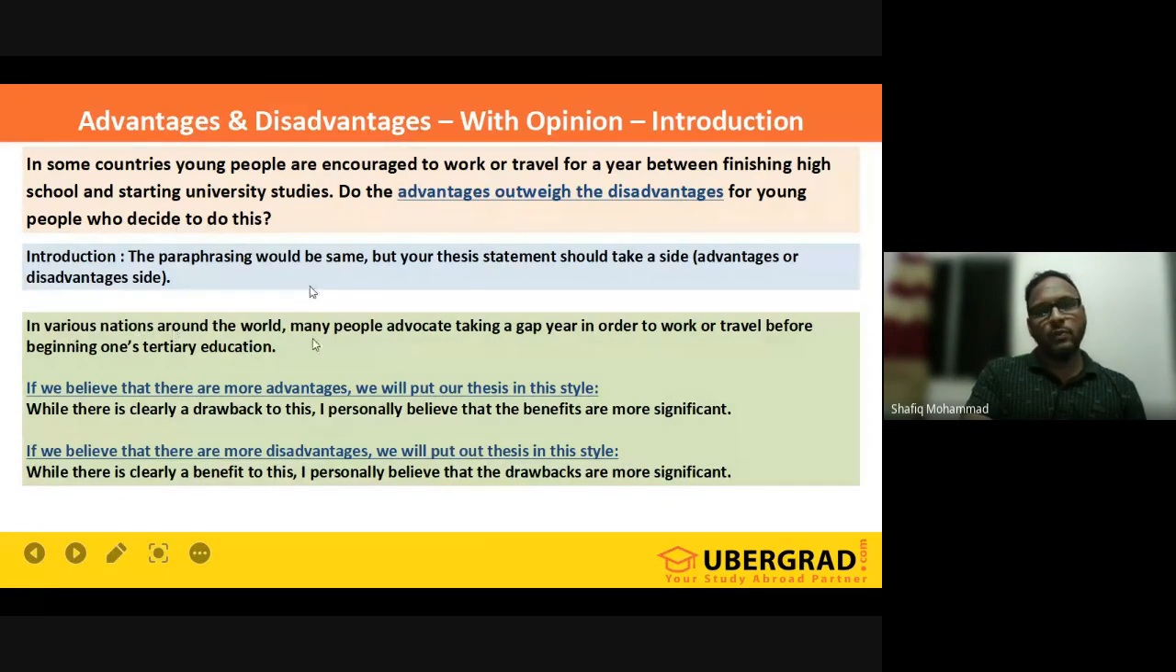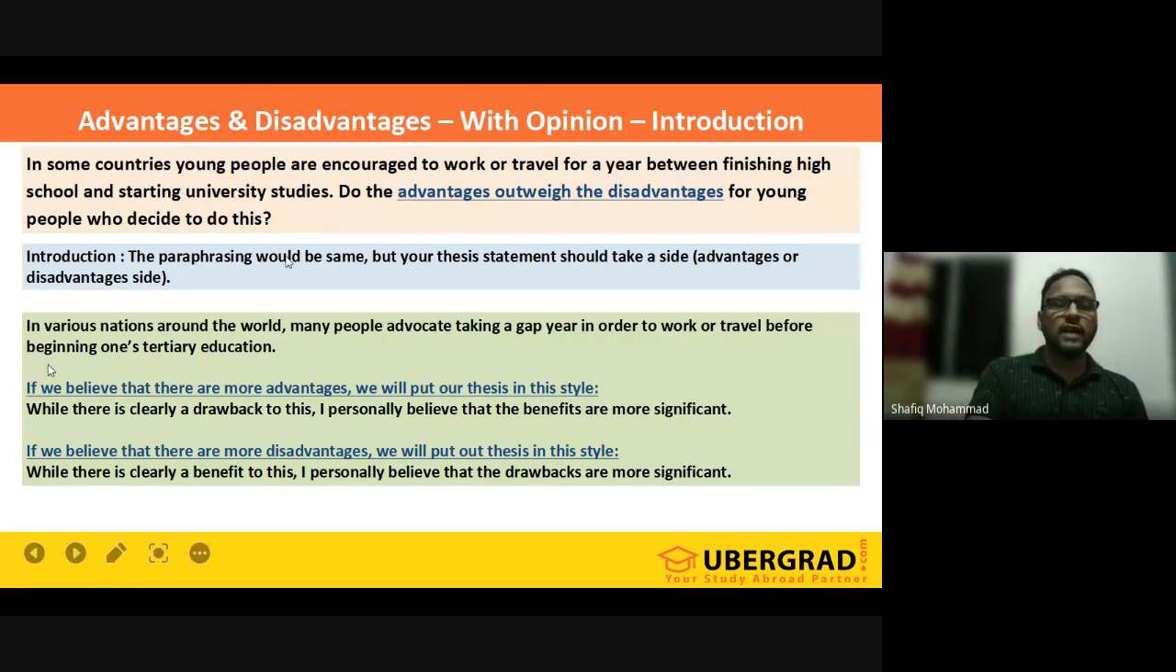In various nations around the world, this is again a paraphrasing of the first statement, the main question. Many people advocate taking a gap year and travel before they go for education. So here comes the with-opinion statement. If we believe that there are more advantages, while there is clearly a drawback to this, I personally believe that the benefits are more significant. So he's actually supporting the advantages here.